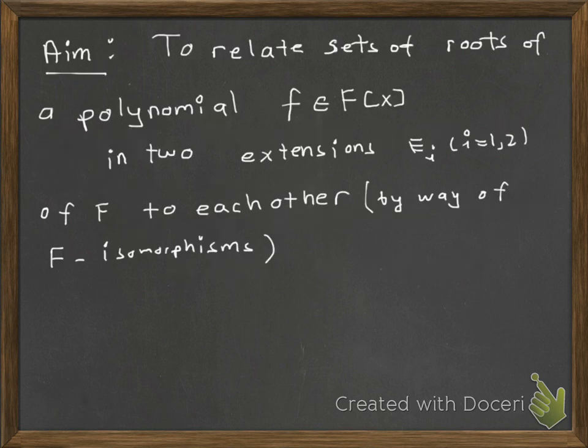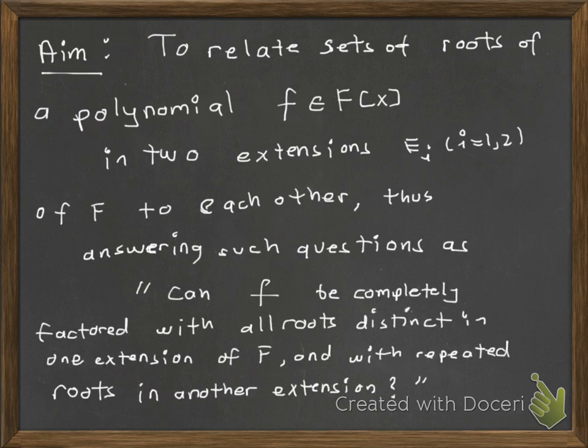Our main aim here is to relate sets of roots of a polynomial over a field F in various extensions of the field F. And we want to relate them to each other by way of F-isomorphisms, hoping at the same time to be able to answer questions such as the following: whether f can be completely factored with all roots distinct in one extension of F, whereas it is factored with repeated roots in another extension.